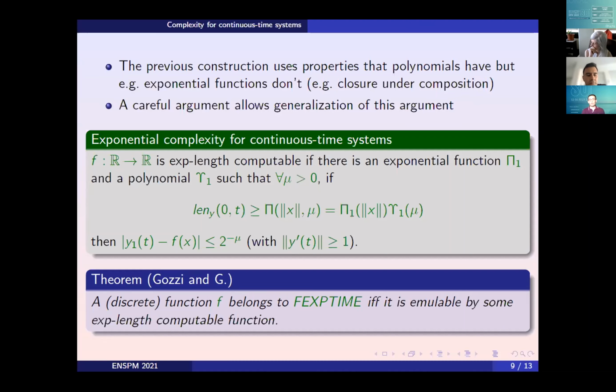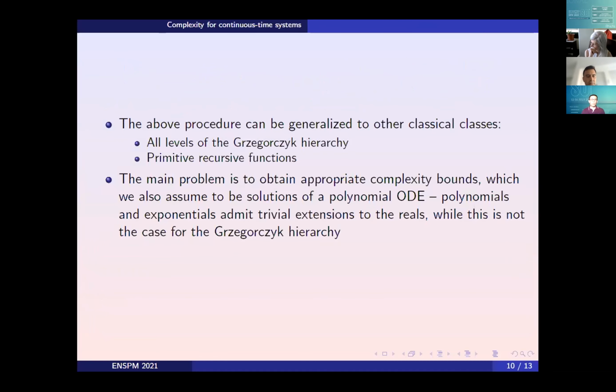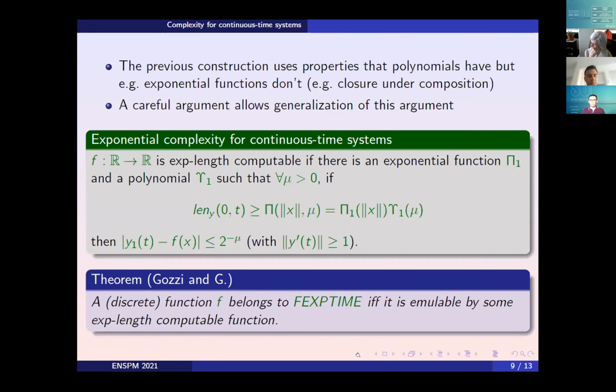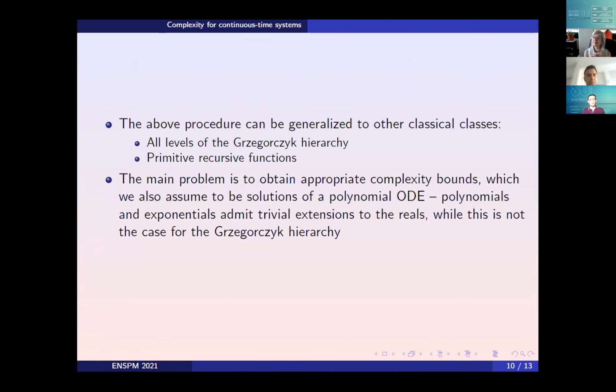And this result is more general. It applies to several classes of functions. For example, we can characterize the Grzegorczyk hierarchy. Given polynomials or exponentials over the integers, you can find extensions that you can use as a bound on resources to the reals. For the Grzegorczyk hierarchy, it's not that trivial, but using some tricks, you can do it. And in this sense, you can also obtain all the primitive recursive functions. And also, so we get somehow time complexity.